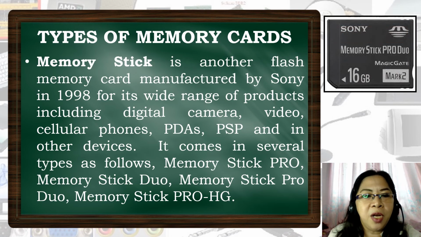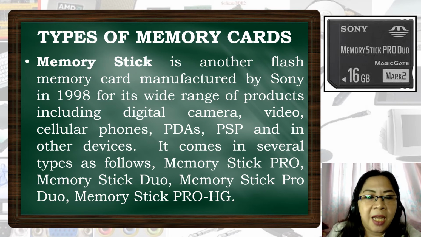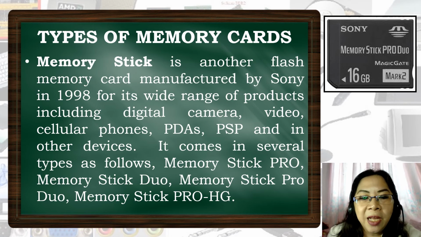Another type of memory card is the Memory Stick. It is another flash memory card manufactured by Sony in 1998 for its wide range of products including digital cameras, video, cellular phones, PDAs, PSP, and other devices. It comes in several types as follows: Memory Stick Pro, Memory Stick Duo, Memory Stick Pro Duo, and Memory Stick Pro HG.